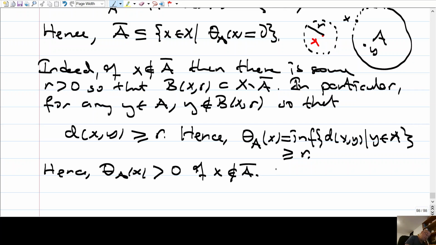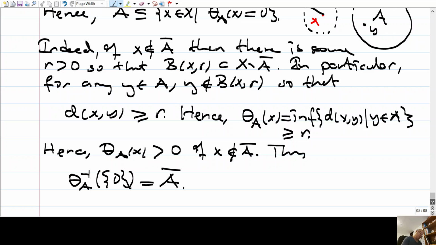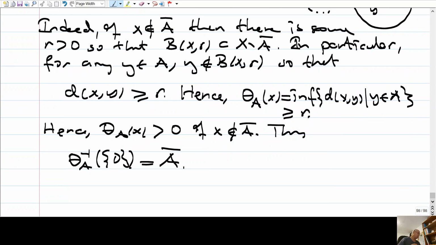Thus, the set of points where this function is 0 is exactly the closure of A. Okay. Therefore, the closure of A is the set of points whose distance to A is 0.